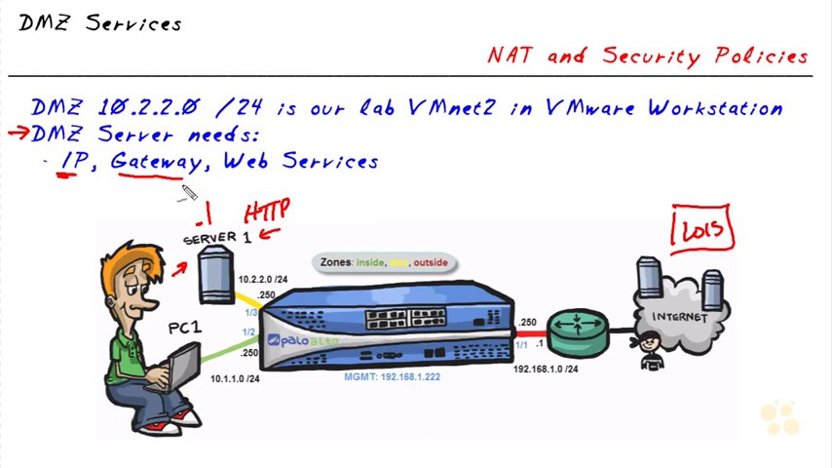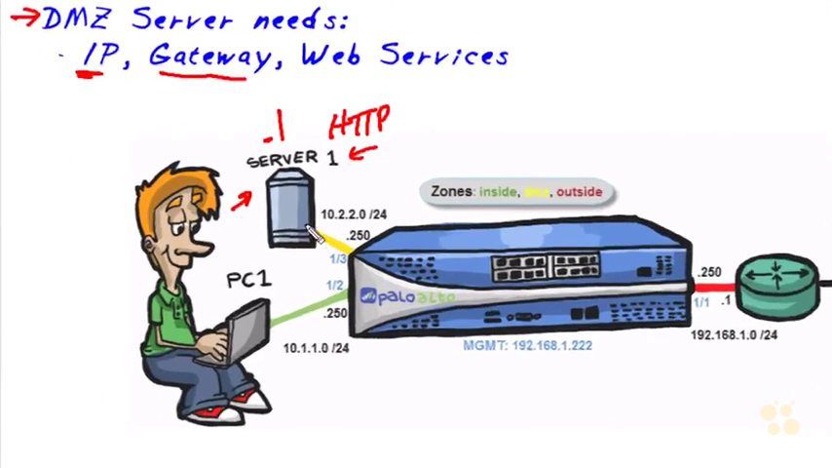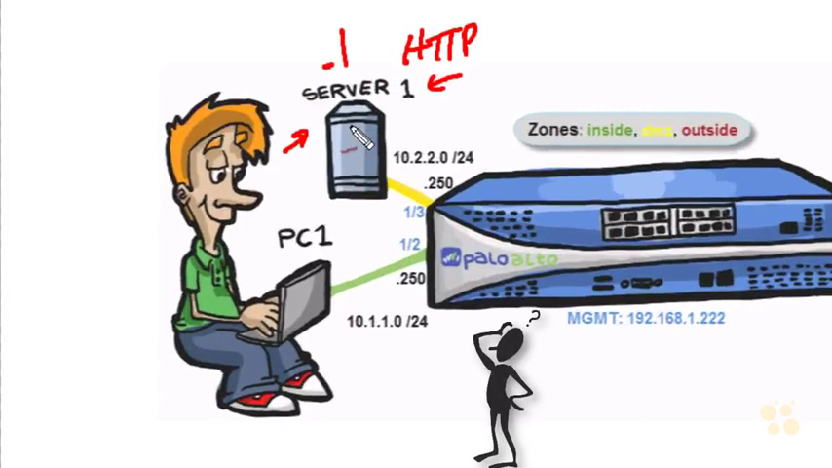And I've got a question for you. Based on our topology right here, what would be the perfect default gateway for this server, server 1, to use to get off of its local network? And if you said, Keith, the only possible default gateway on this topology is .250, which is the 1/3 interface on the Palo Alto itself, that would be absolutely correct.